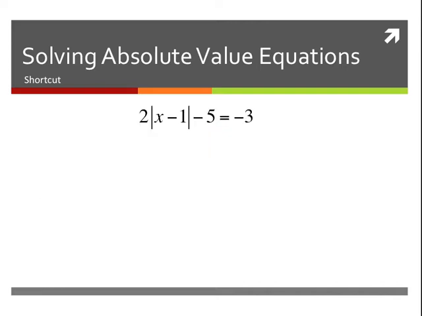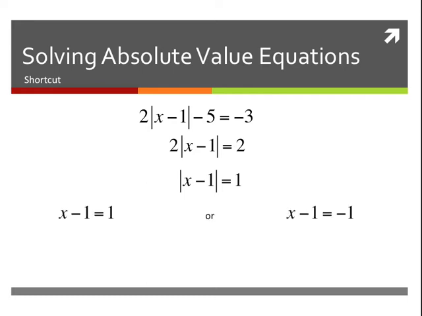I can work on a more complicated absolute value equation that may not be as intuitive to figure out without algebra. In this case, I'm going to solve such that I isolate the absolute value symbol on one side of the equals by first adding 5, dividing by 2, and now I'm ready to set up my two separate equations. X minus 1 can either be 1 or x minus 1 can be -1. Solving, we find that the solution is x is equal to 2 or x is equal to 0.